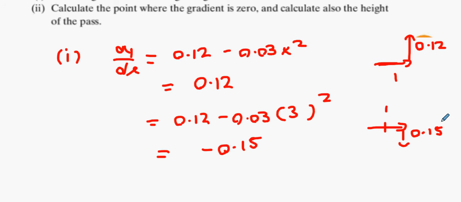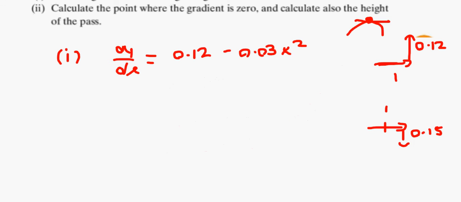Right. Calculate the point at which the gradient is 0. When are you at the top of the mountain, and when does the slope become 0? That moment you're at the top of the mountain and you're not going up or down. So what do we do this time? Put it equal to 0. So put the first derivative equal to 0 and solve.